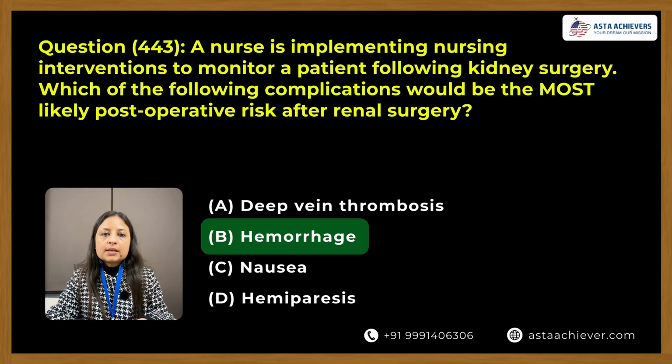So option A, deep vein thrombosis. Option B, hemorrhage. Option C, nausea. And option D, hemiparesis. So option B, hemorrhage, is the correct answer.